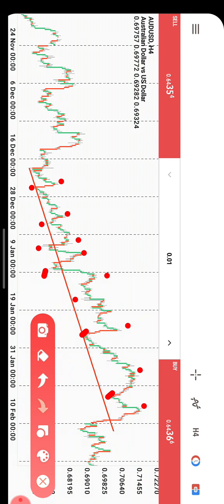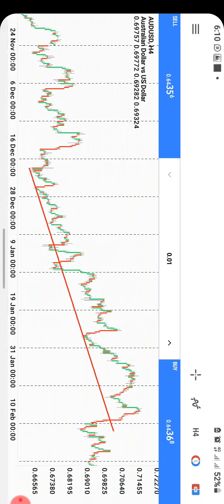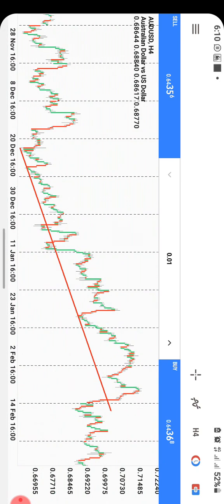But then it's not supposed to break the higher low. Unlike the downtrend, where the price is not supposed to break the lower high, for this one it's not supposed to break the higher low. But then, yeah, it broke the higher low. So once it breaks the higher low, just understand that it is no longer on the trend again.